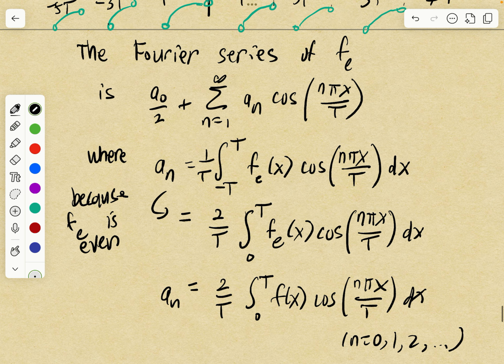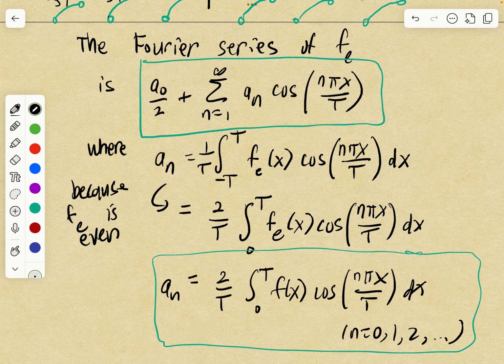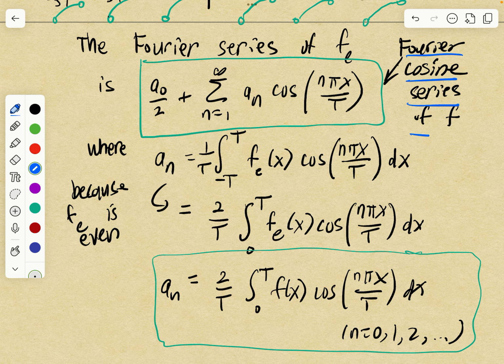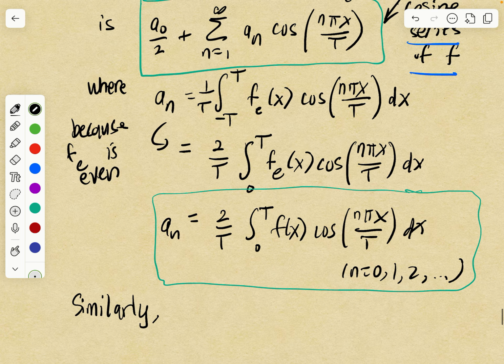So this Fourier series of f sub e, where a sub n is equal to this, is called the Fourier cosine series of your function f. Fourier cosine series of f. It's called the Fourier cosine series, obviously, because only cosine terms show up.